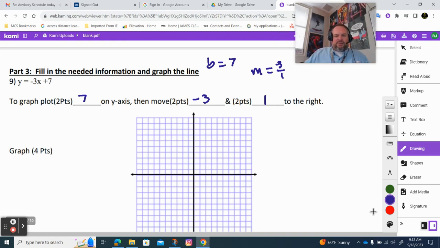So we go to 7, 1, 2, 3, 4. 1, 2, 3, 4, 5, 6, 7. All right. Over 1, down 3, 1, 2, and 3. That's perfect. Got right to the line and then jumped over it. That's awesome.